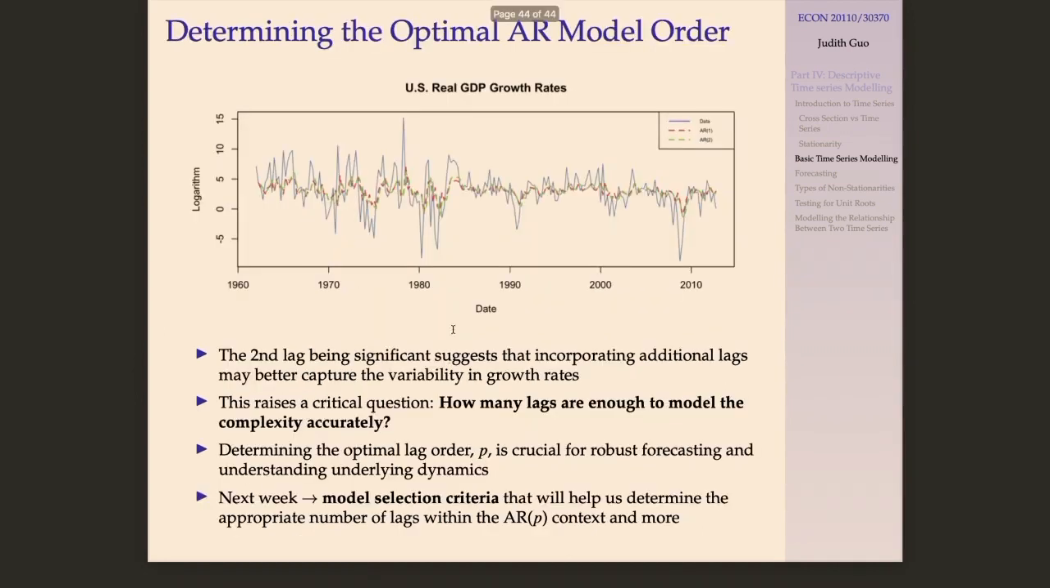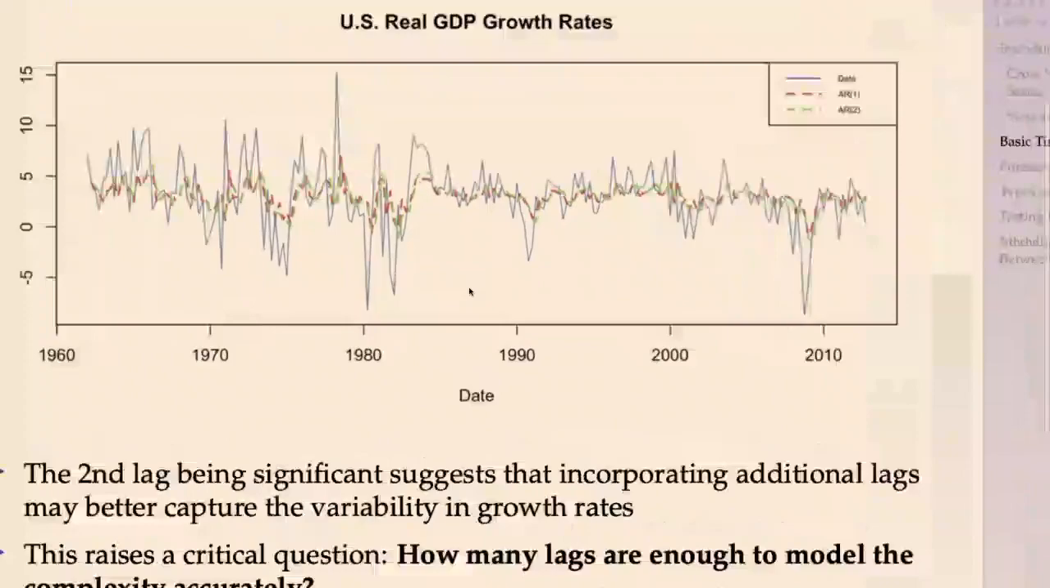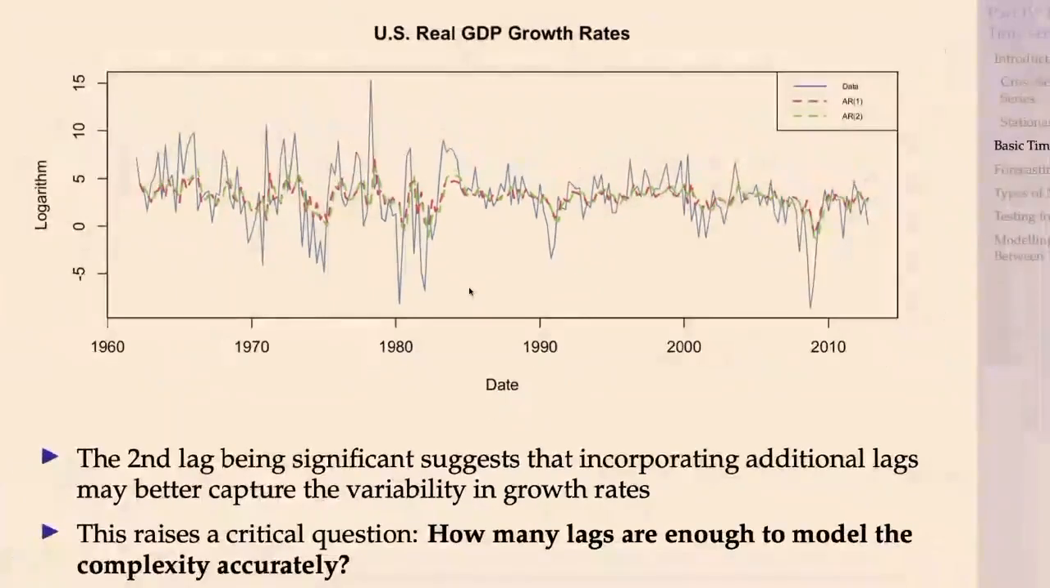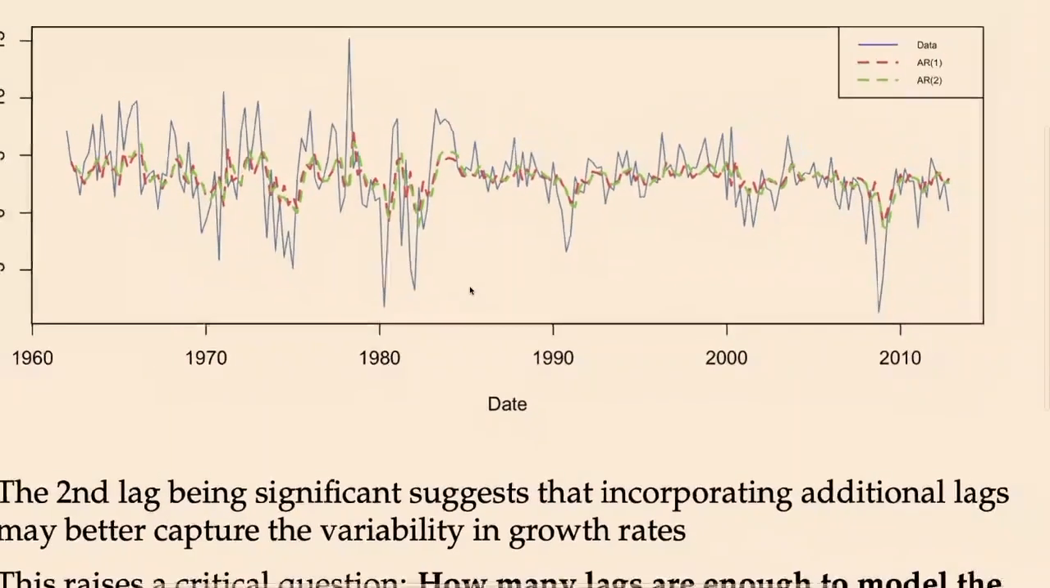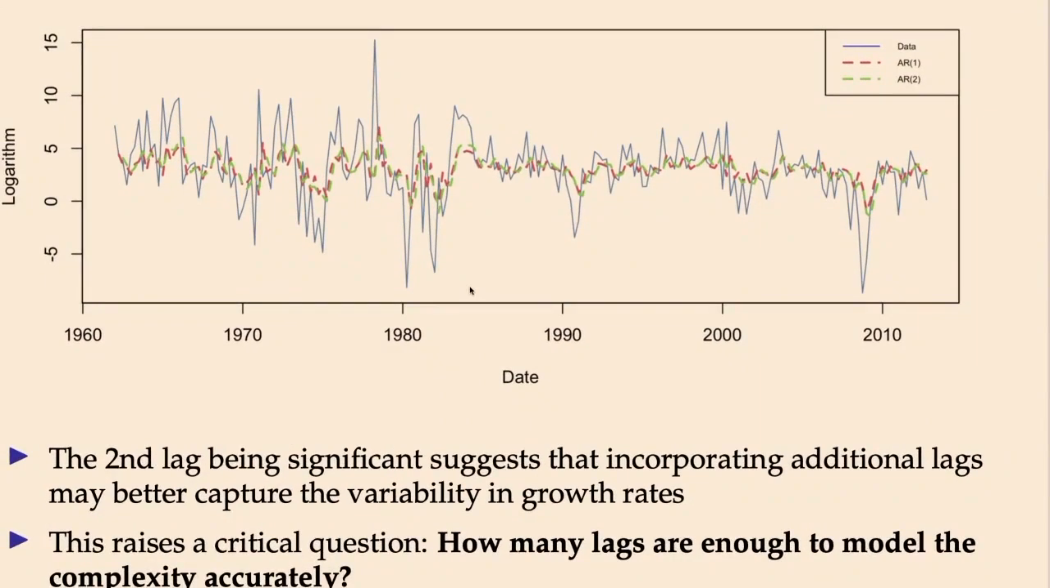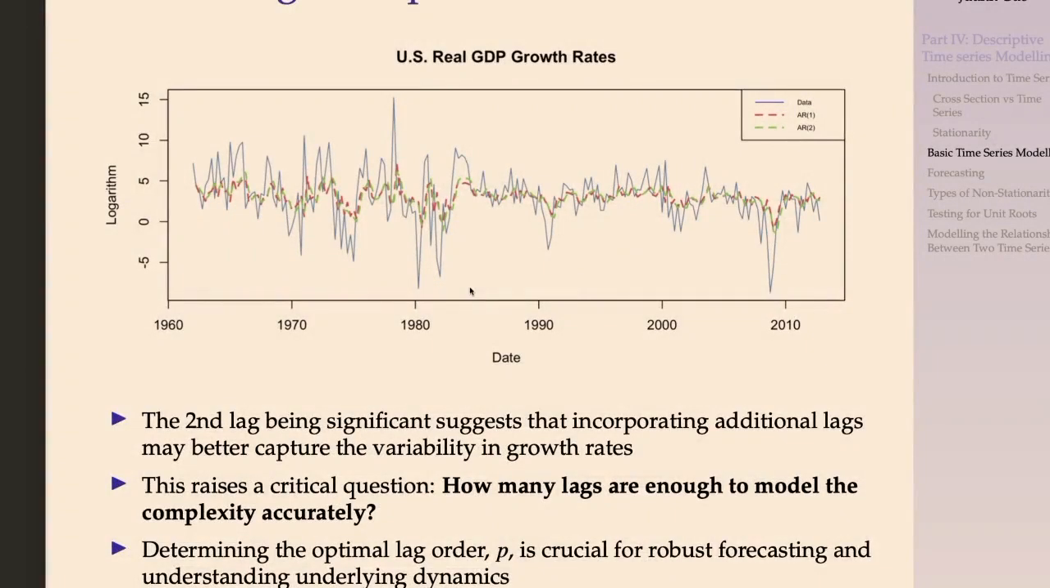Now, if we plot the data, this might look a little bit messy. Again, the blue stands for the actual series, the red comes from the fitted AR1 model that we've previously seen, and the green one is the fitted AR2 model. From the last slide, we've seen that the second lag is statistically significant, which indicates that adding this extra lag is helpful in explaining the variation in y. However, we can still see that the AR2 still fails to capture much of the volatility.